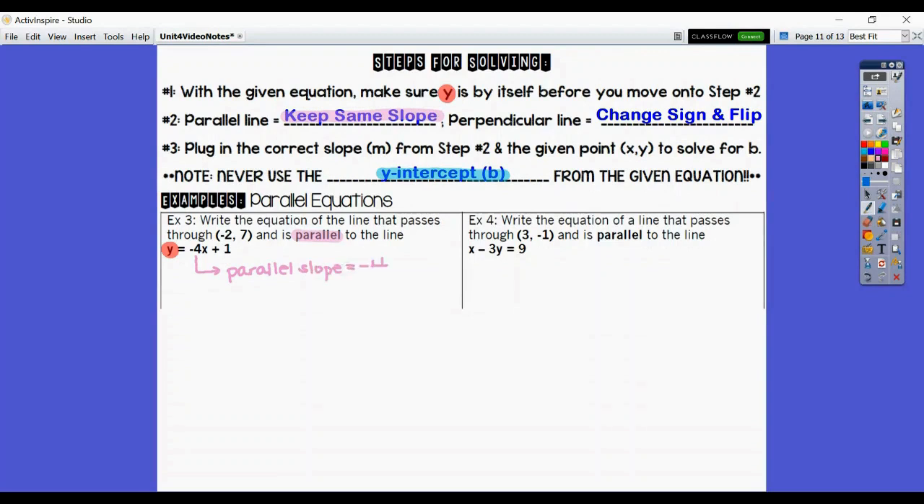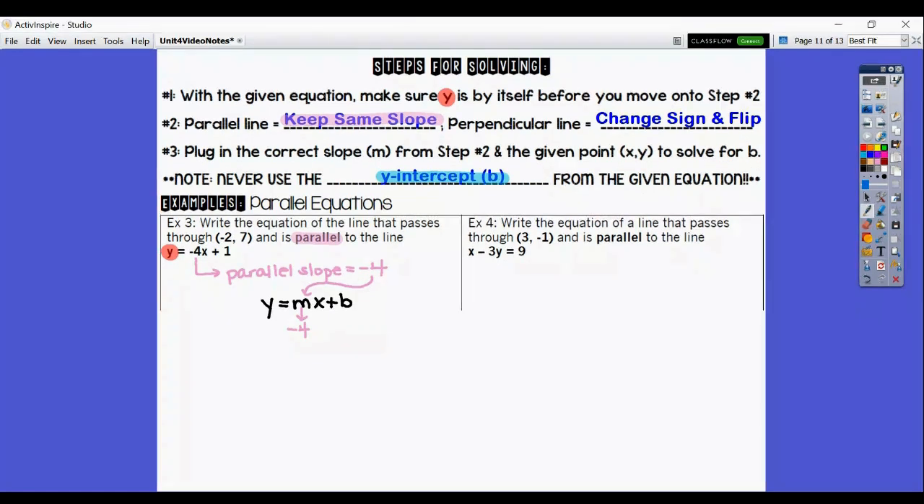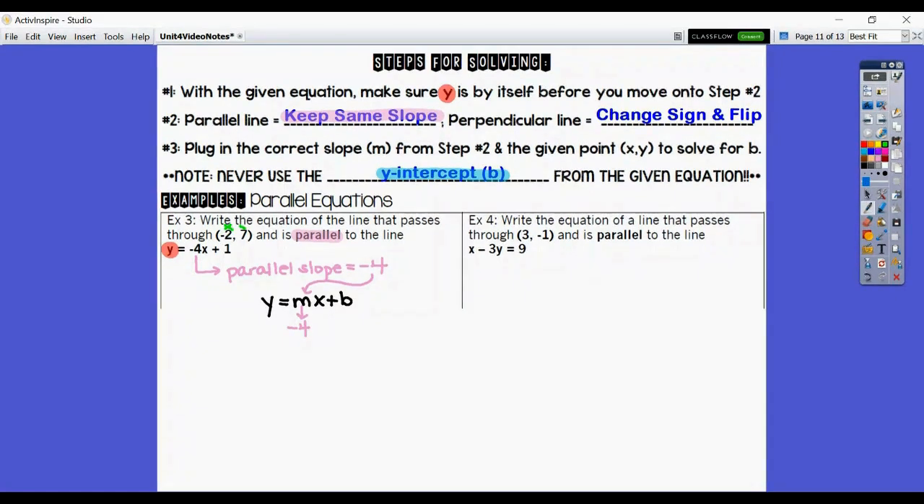Now that I have that slope, I can go to step number 3, which is plugging everything into y equals mx plus b. Well, the m is going to be our slope, which is -4 in this case. The x and the y are always going to come from my point, x comma y. The y is 7, and then the x is going to be -2. I bring down the b because I need to solve for it.